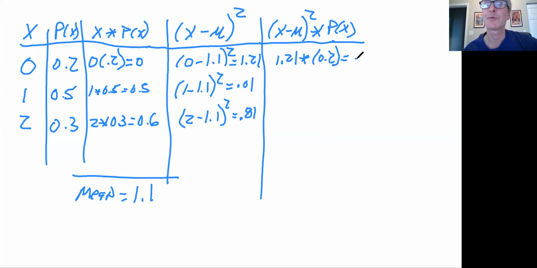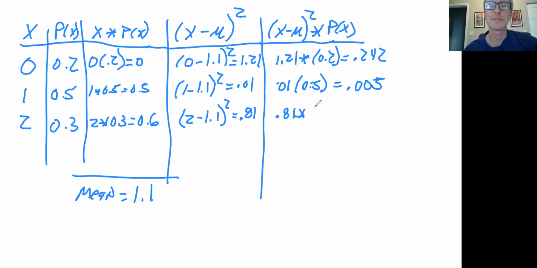If you do that, this one would be 0.242. And then if you take 0.01 times a half, it would be 0.005. Sorry, there are 2 zeros there. And then this one would be 0.81 times 0.3, and that would be 0.243 in this case.